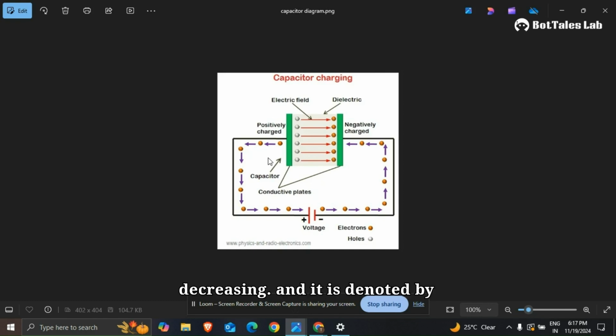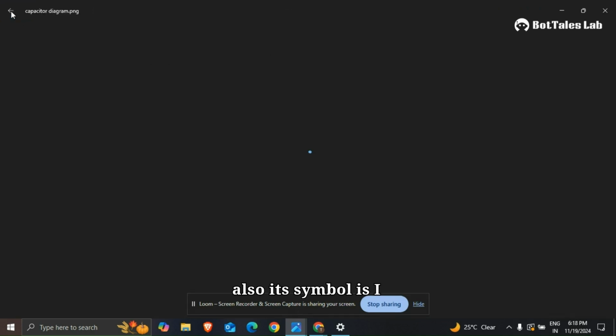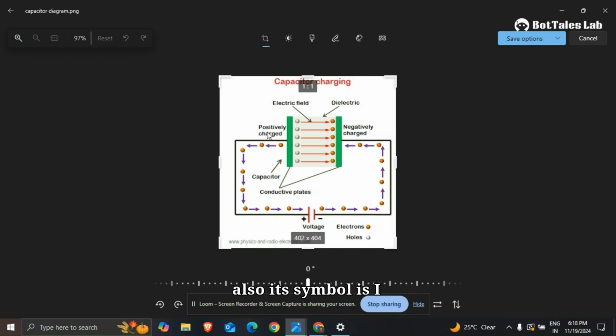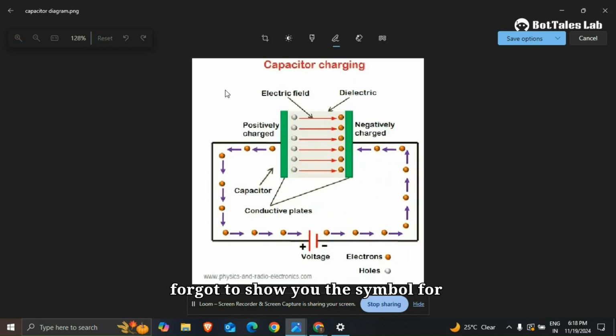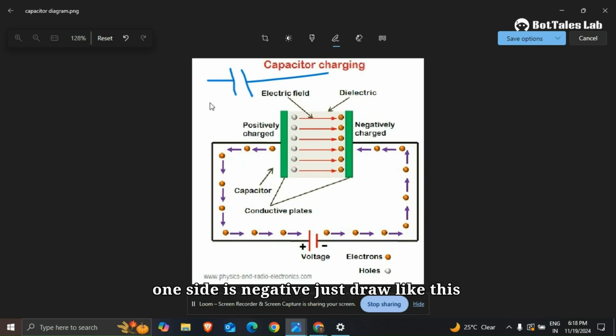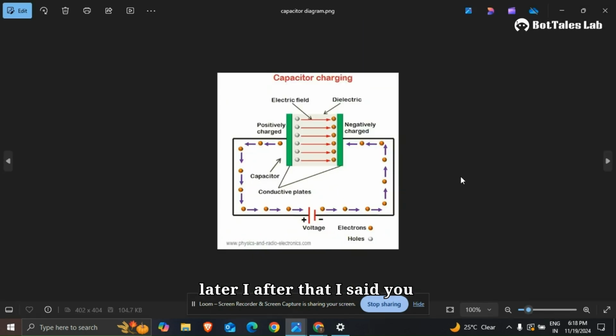And capacitance is denoted by a capital letter C. Its unit is farad. And also its symbol, I forgot to show you, the symbol for a capacitor is like this. We can denote it like this. Like one side is positive, one side is negative. Just draw two straight lines like this. This is the symbol for a capacitor. Okay. After that I told you where we use capacitors in our day-to-day life. So basically, a capacitor is used in a ceiling fan.